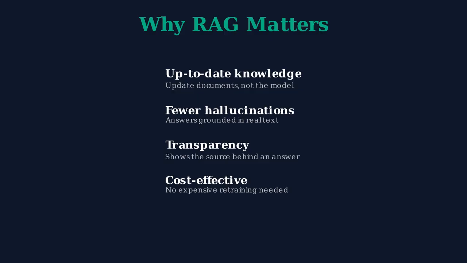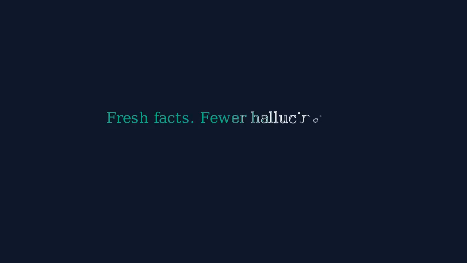So what are the benefits? Why does it matter so much? First, up-to-date knowledge. Just add updated documents to your database. No need to retrain your models. Second, fewer hallucinations, with answers grounded in real, readable text. Third, transparency. You can show exactly which source supported the answer. And fourth, it's cost effective. Avoid the huge expense of retraining models every time your data changes. So these are the benefits.